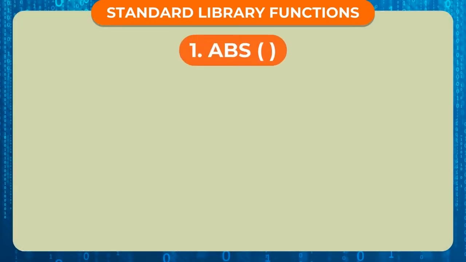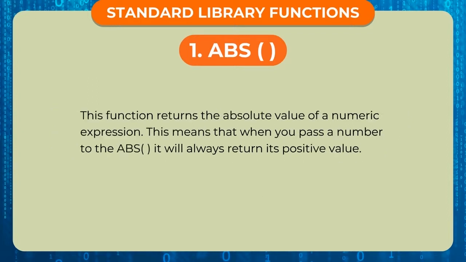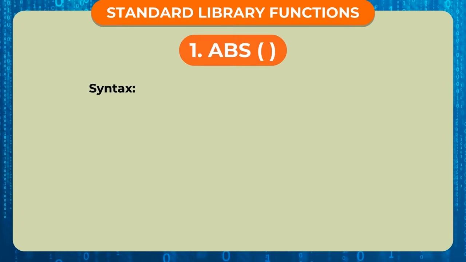ABS function. This function returns the absolute value of a numeric expression. This means that when you pass a number to the ABS, it will always return its positive value. Syntax. ABS(n), where n is a numeric expression.